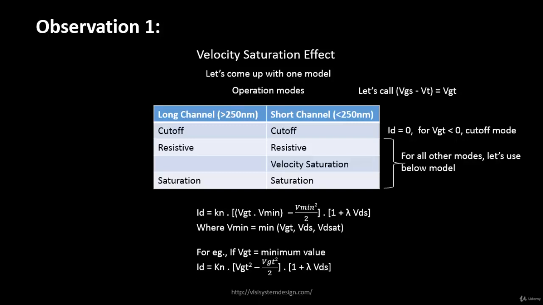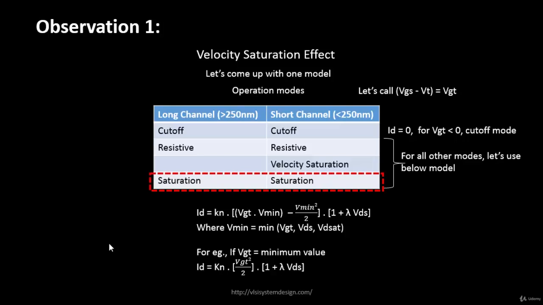So when we put Vgt over here as Vmin, this becomes Vgt square, which is mentioned over here. This becomes Vgt square by 2, which is mentioned over here. And further, when you evaluate this, it becomes Id = Kn (Vgs minus Vt)² or Vgt² by 2 (1 + λVds). And this is a very familiar equation for when your device is operating in the saturation region.